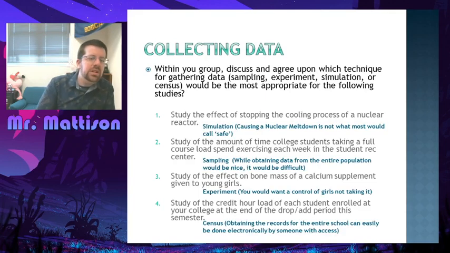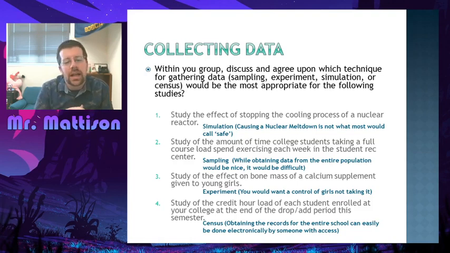Okay, so on these ones here, the first one, we're trying to study the cooling process of a nuclear reactor. Well, if I do an experiment there, I might cause a nuclear meltdown, which is a very, very bad thing to do. So I probably want to do a simulation, right? So have a computer program simulate what would happen if I did X, Y, and Z, and then see what actually happens versus me just going to a nuclear reactor and pushing buttons to see what happens. It's not a safe thing for us to do.